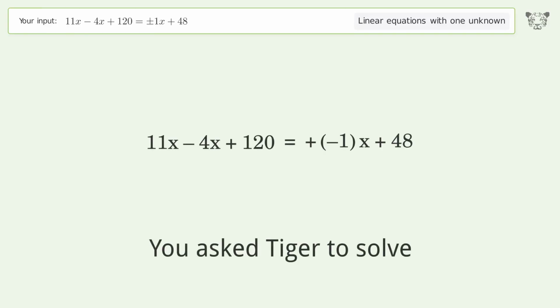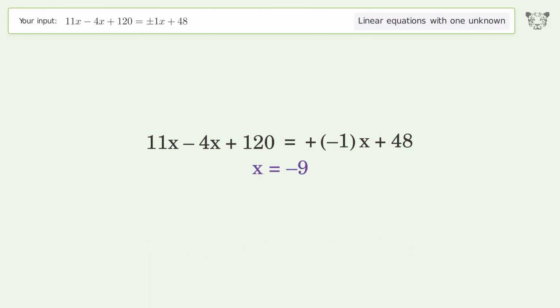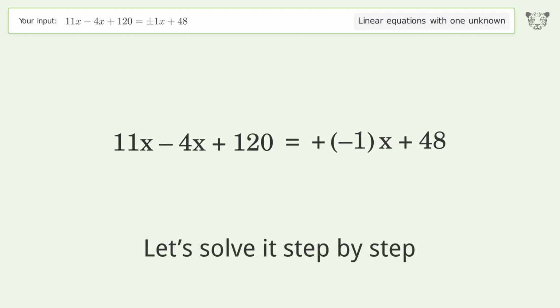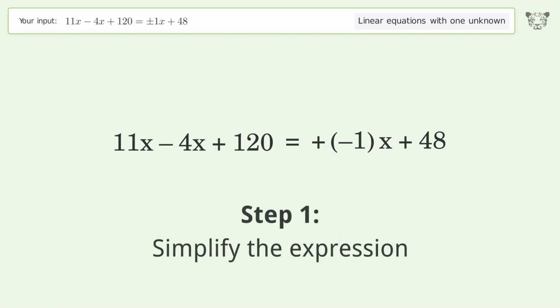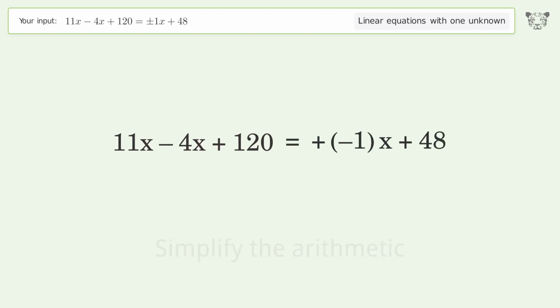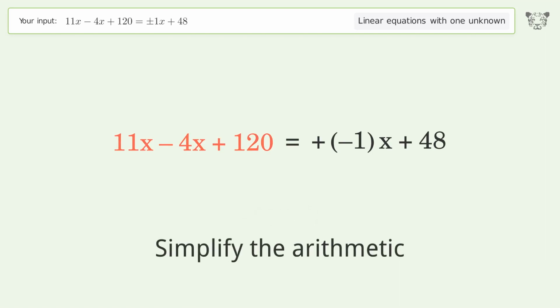You ask Tiger to solve. This deals with linear equations with one unknown. The final result is x equals -9. Let's solve it step by step. Simplify the expression. Simplify the arithmetic.